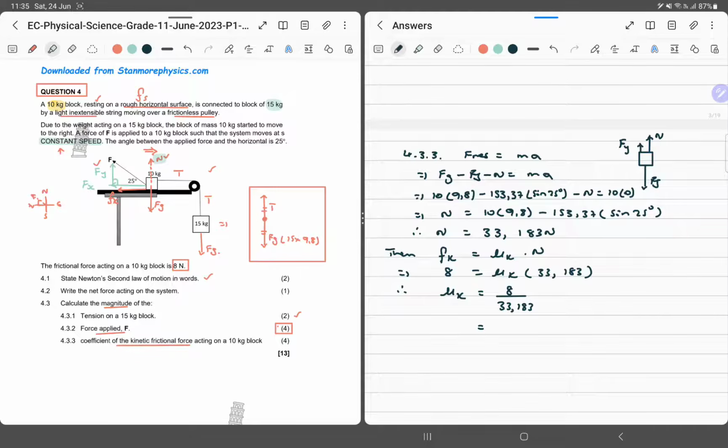Okay, 8 divided by 33,183. Then it gives us 0,24 to 2 decimal places. Remember, this one does not have a unit. So that's it.